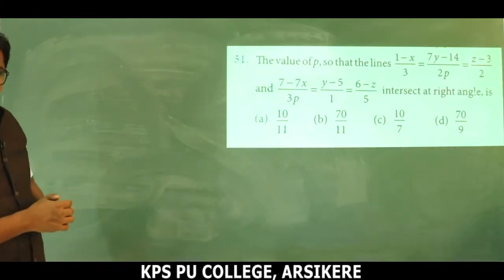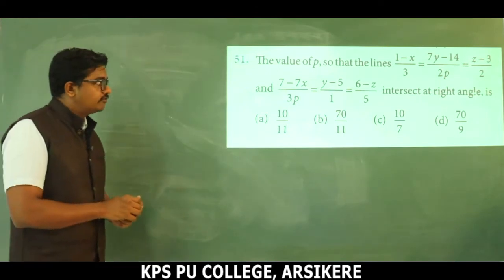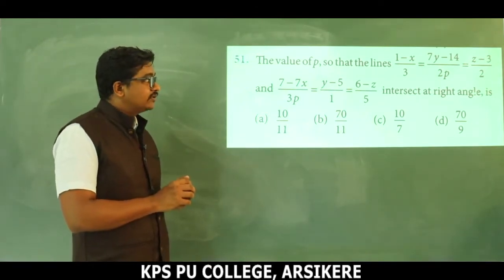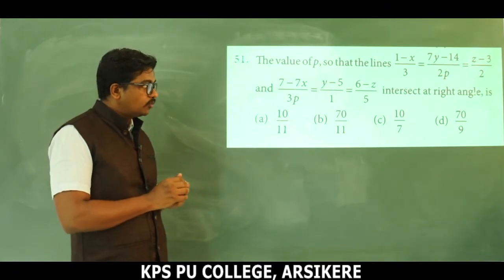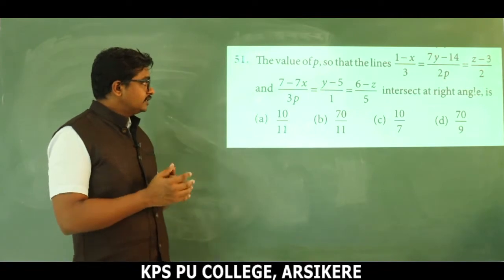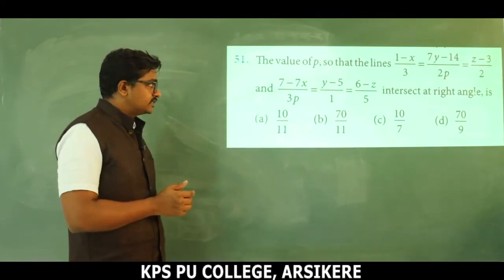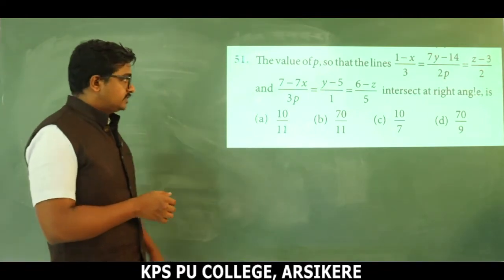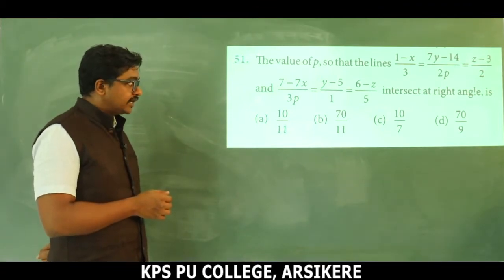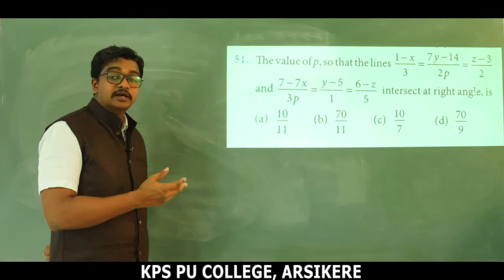Here we need to find the value of p, question number 51, so that the lines (1 minus x) divided by 3 is equal to (7y minus 14) divided by 2p is equal to (z minus 3) divided by 2, and the second equation (7 minus 7x) divided by 3p is equal to (y minus 5) divided by 1 is equal to (6 minus z) divided by 5, intersect at right angle.